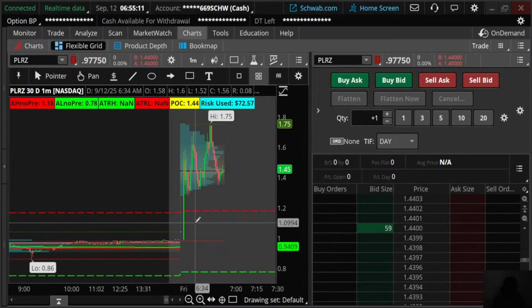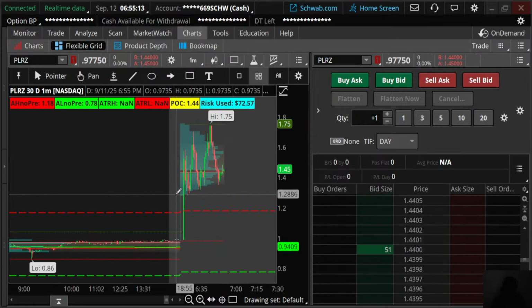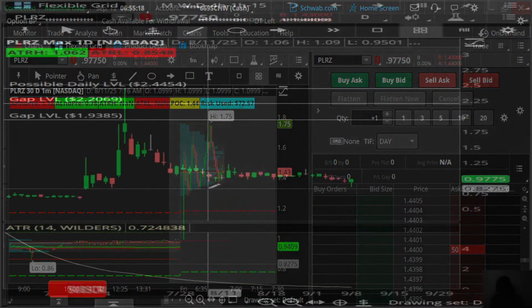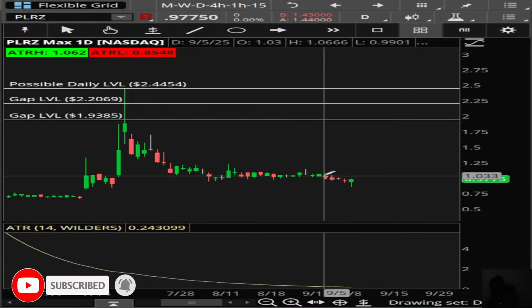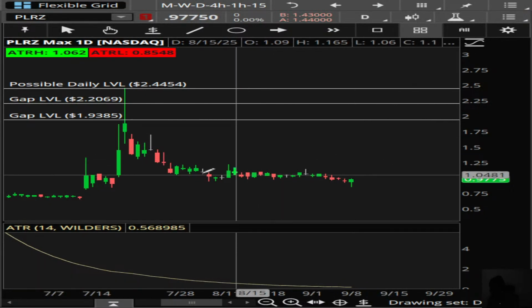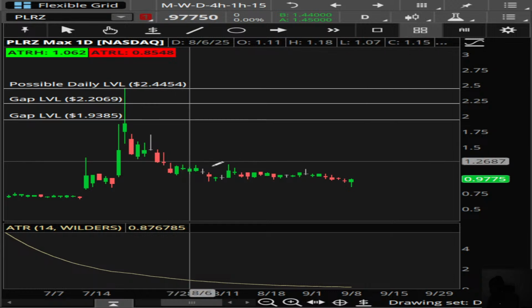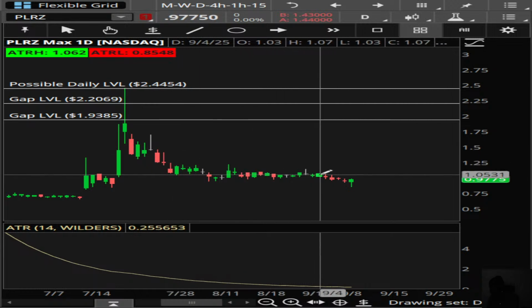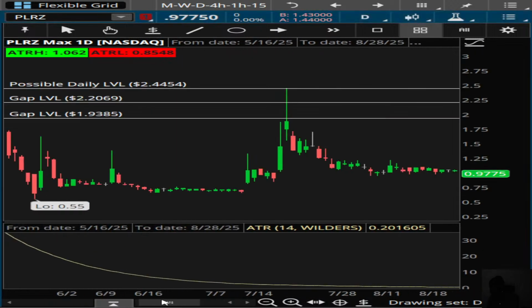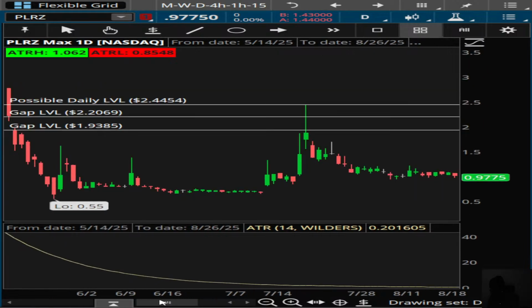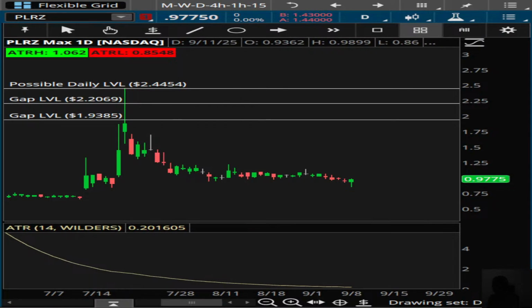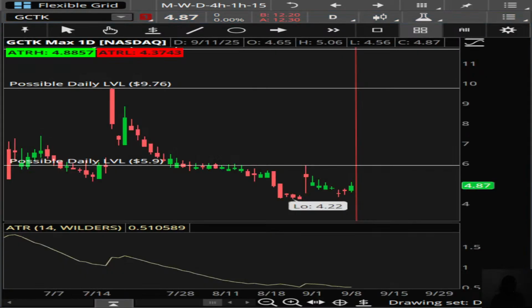PLRZ is making moves though down here. Let's see, the bottom was 128. Really didn't see any obvious levels over here on the daily chart for it to fall down into. I mean, what would you even mark in here? I don't even know. It's just a very weird chart to try to mark up. But we'll see. We shall see.